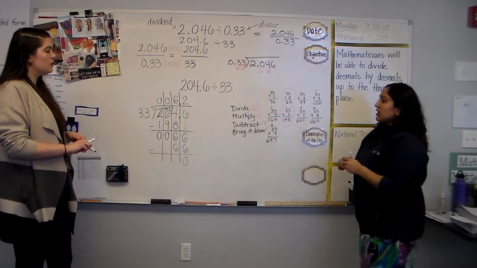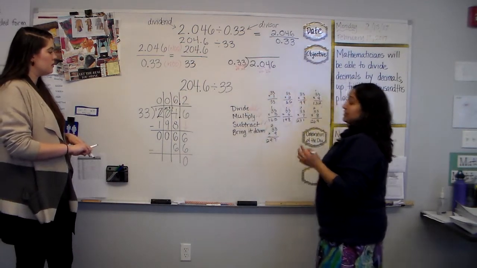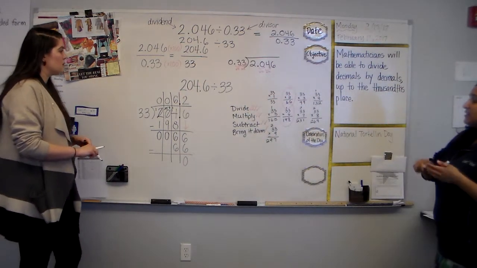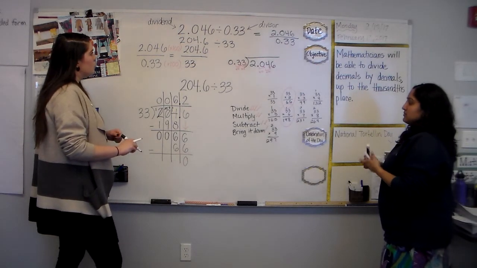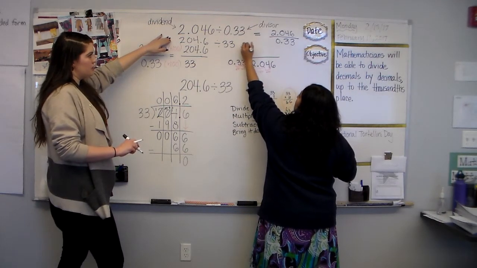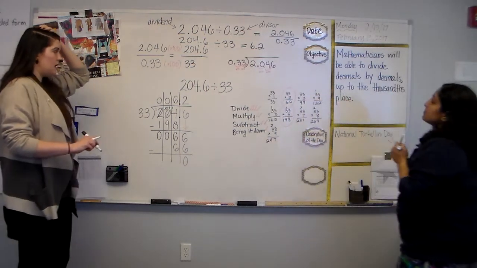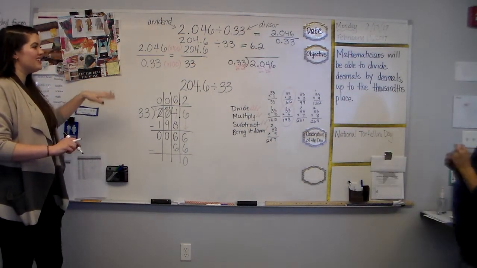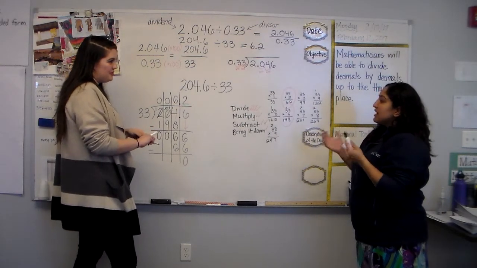And I know that we're going to check our work. We're going to make sure that we have something representing every single place value. And it looks like our final answer is 6 and 2 tenths. Great. So let's write our answer in. 204 and 6 tenths divided by 33 is the same as 6 and 2 tenths. So now what do we do?